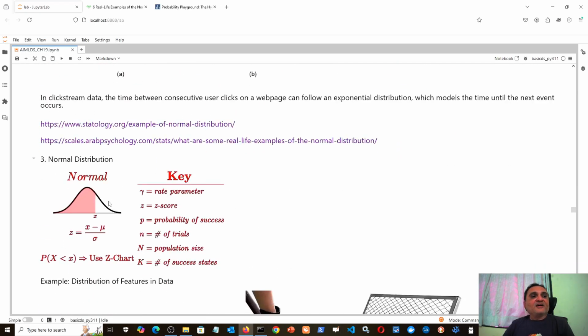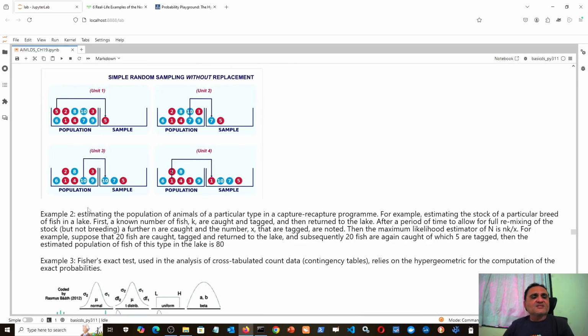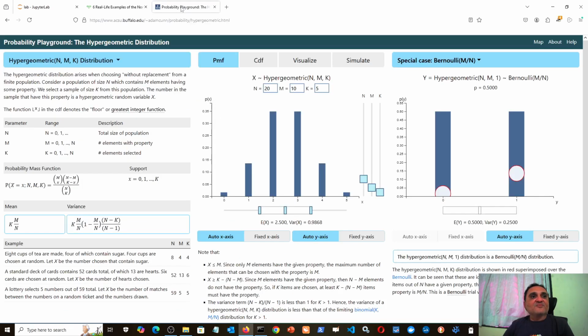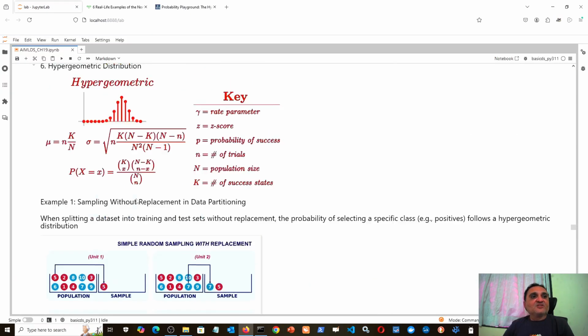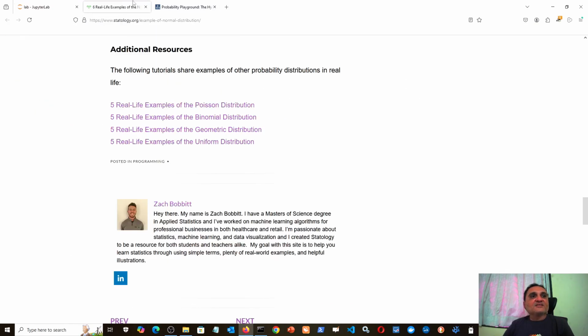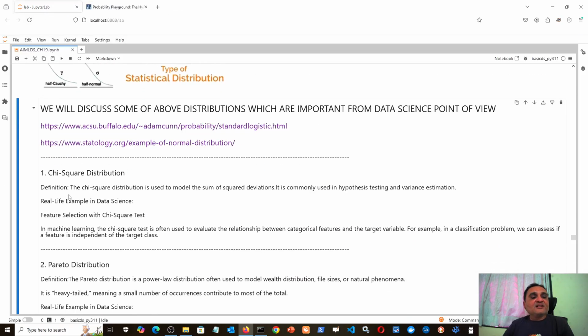Now similarly, we want to talk about some extra new distributions, but these are also only those which are useful. We will not discuss all of this, but you can find each of these on this website, and the link is given in the Jupyter notebook. It is a nice probability playground of Buffalo University.